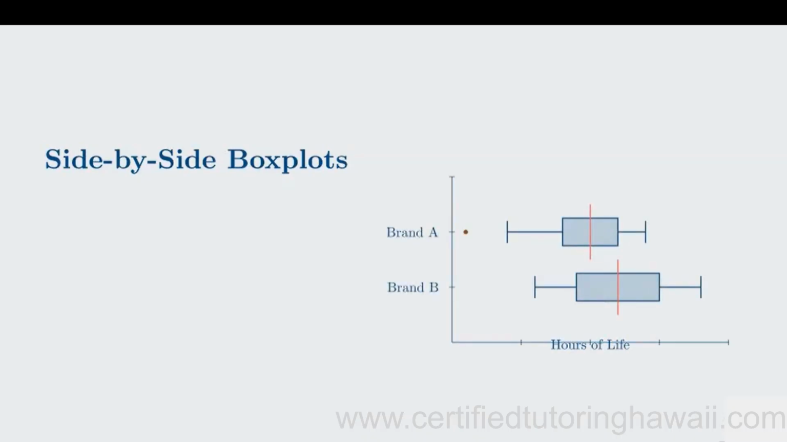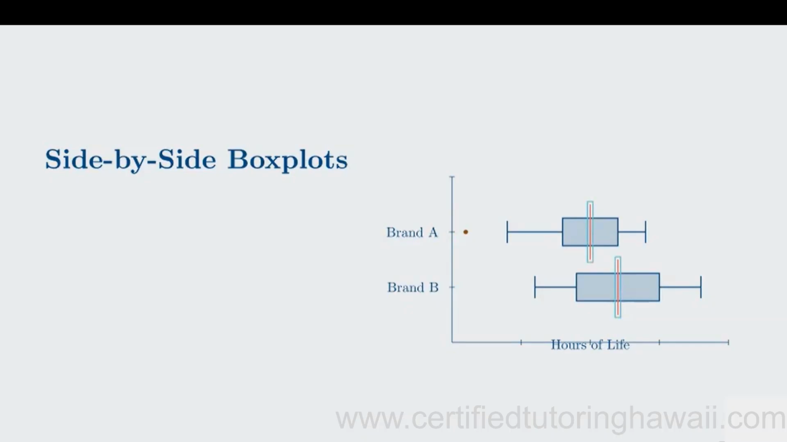Let's look at one of the most effective tools for comparison: side-by-side box plots. These allow us to see the medians and the variability of multiple groups at once. Suppose we are comparing the lifetimes of two brands of batteries. Notice how both plots are on the same scale. This is vital. You cannot compare distributions if their axes don't match.